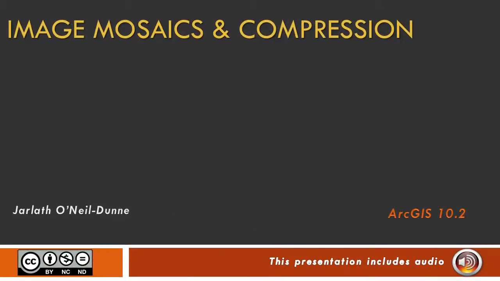In this video, we showed you how to take multiple images and combine them into a seamless mosaic dataset. We also showed you how to save disk space by using compression technology to reduce the size of your raster imagery.